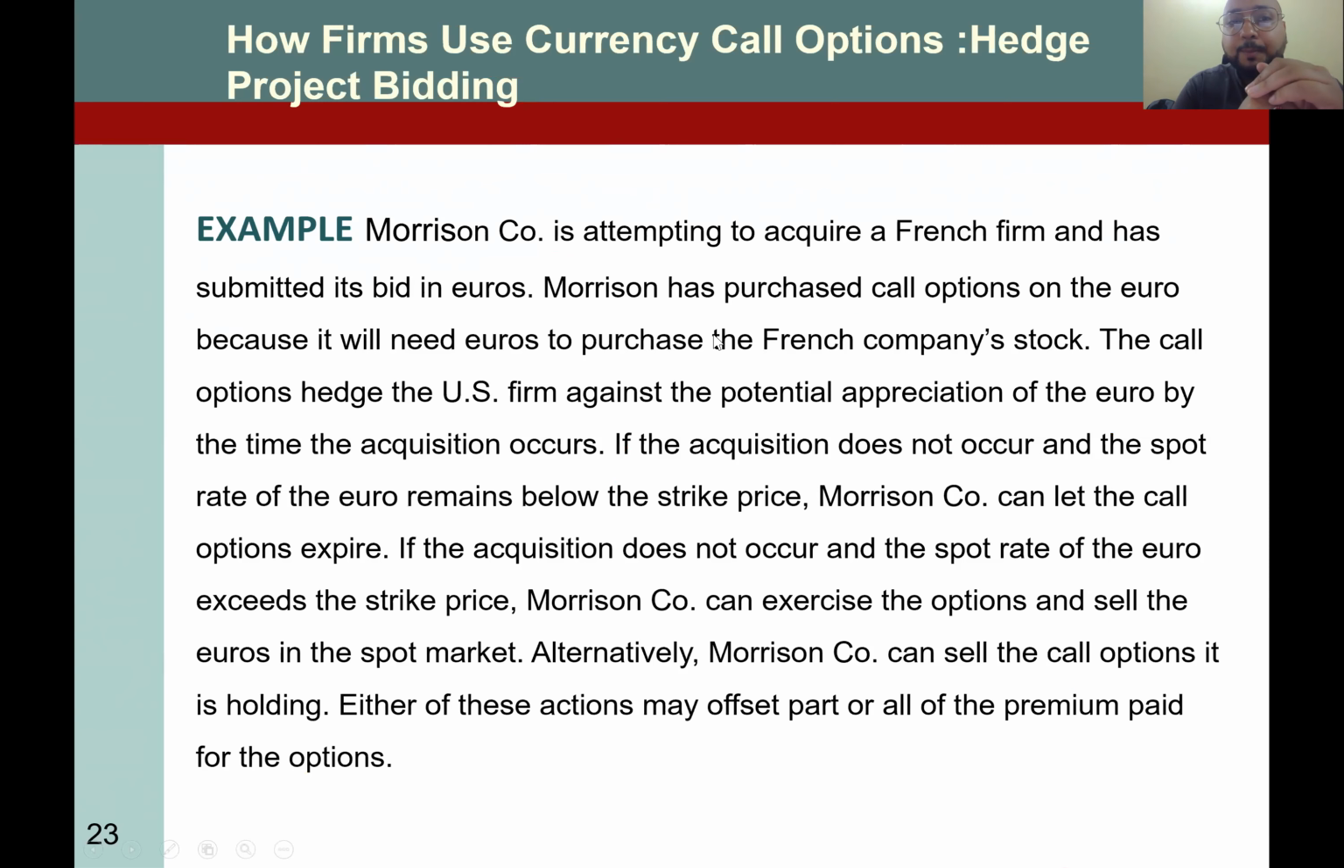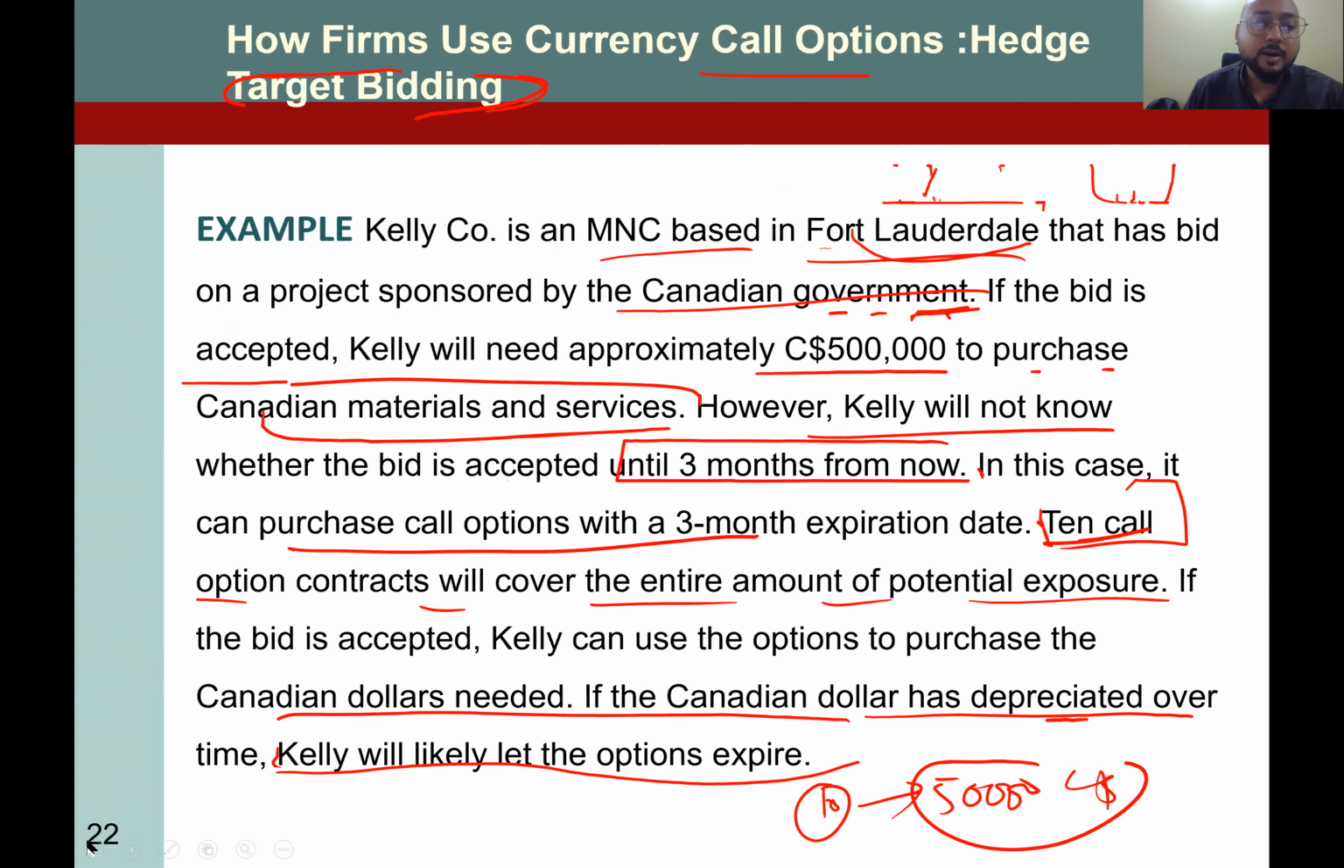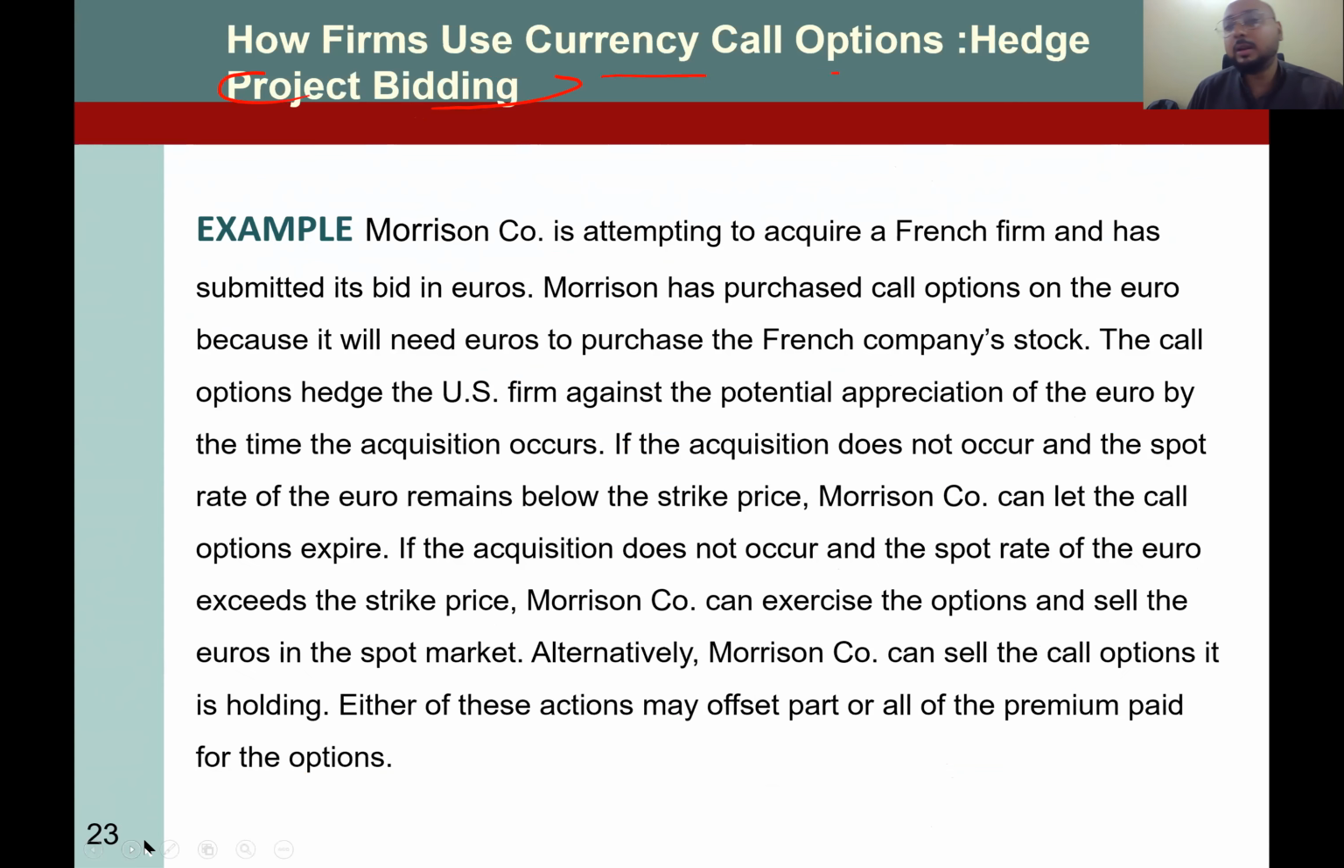And also, you can use currency call options for project bidding as well. So similarly, I think we have another example. Last time we also talked about target bidding and project bidding. Similarly, if you have asked for a project and your project is accepted, even then you can purchase a call option to lock your rate to buy foreign currency. So let's just talk about this.